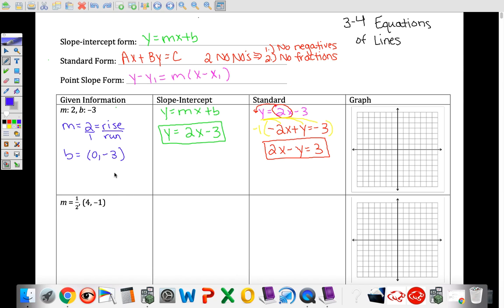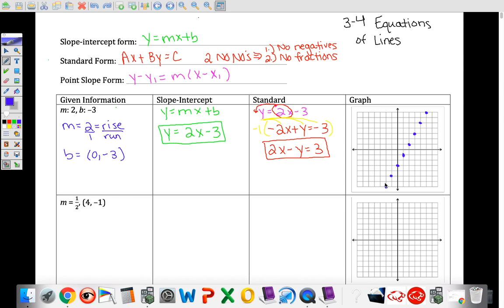We're going to go ahead and plot this. So I have (0, -3). My rise over run is going to be up 2 over 1, up 2 over 1, up 2 over 1. And to finish my graph, instead of going up and to the right, we're going to go down and to the left: down 2 and to the left 1, down 2 and to the left 1.